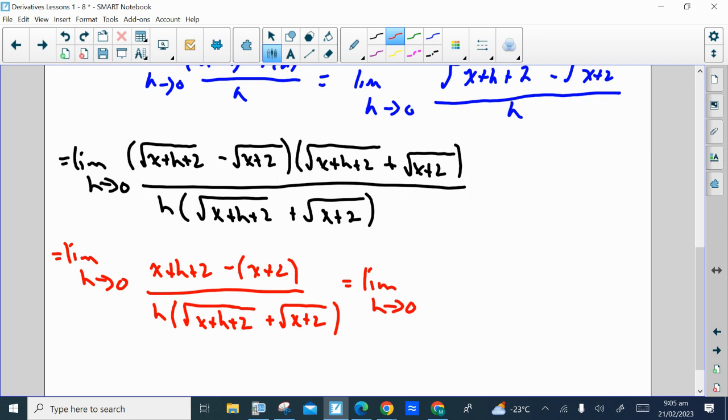Again, I put that x plus 2 on top in brackets because you have to subtract all of it. The minus sign in front changes all the signs inside, so both the x's and the 2's cancel. You're just going to be left with h on top, which will then cancel with the factor of h on the bottom. The h's will cancel.